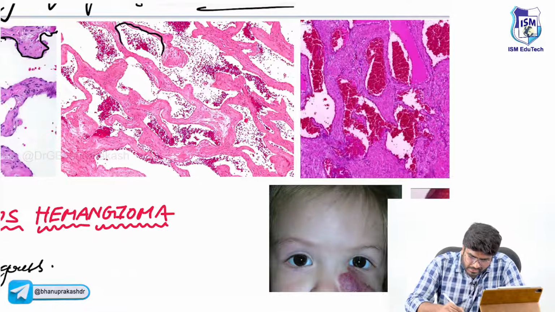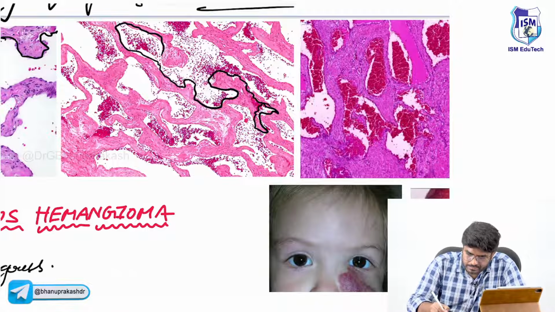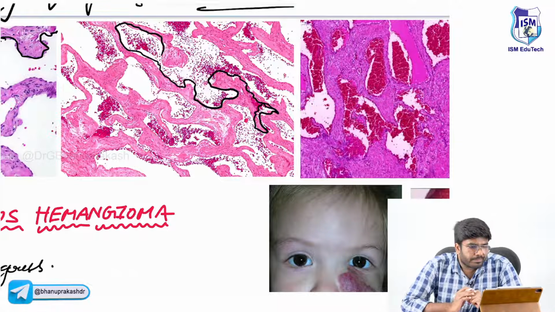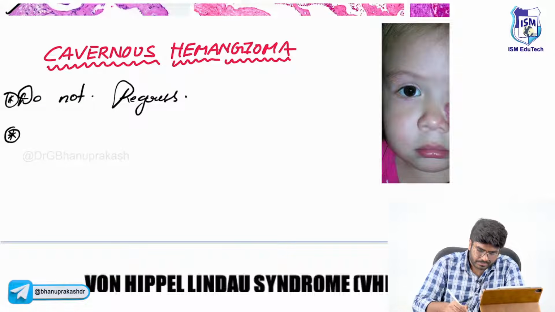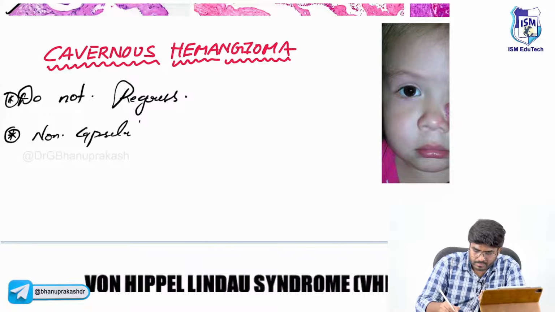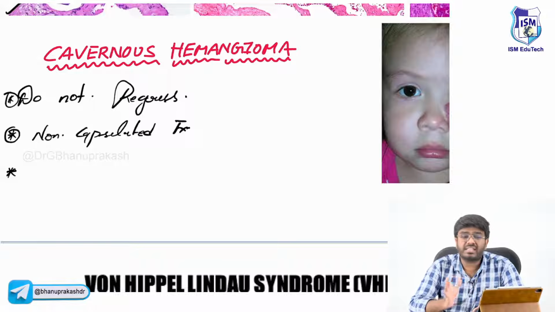So here also you can very clearly see on biopsy, you can see highly branched blood vessels. So this is one thing, sir. Now let me write one by one important point. They do not regress and they are again non-capsulated tumors. There is no capsule around them.